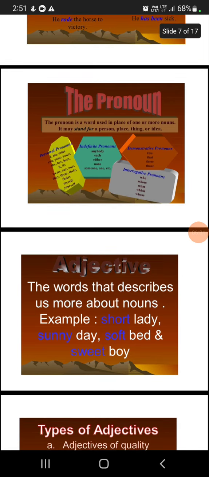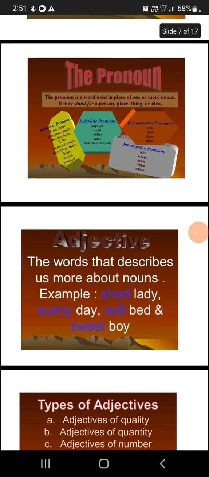Next we have the adjective. The adjective describes a noun. For example, short lady, sunny day, soft bed, or sweet boy. It represents the characteristic of a person or thing. The lady is short, so we can say short lady. That is an adjective.